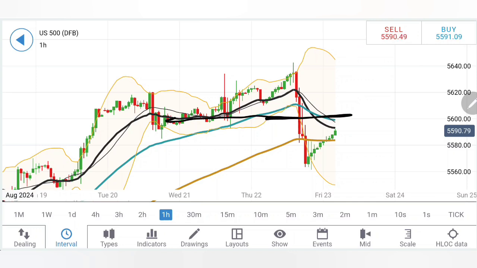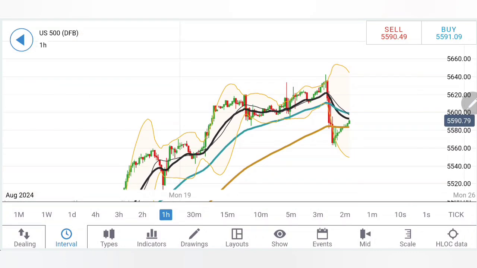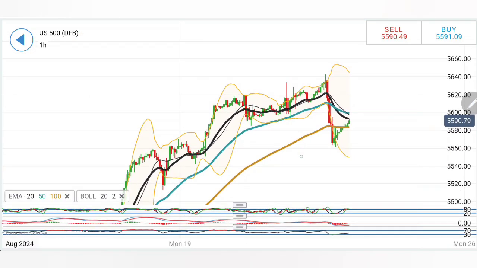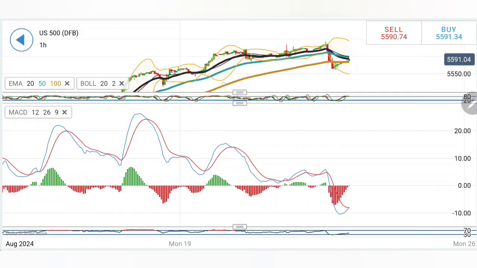Now 5620, which was the resistance earlier, is going to be the resistance today as well. And as long as it respects the zone, we have to be careful. We should not be treating this as bullish as long as it respects the 5600 and 5620 zone. I think 5600 is going to be a very good resistance today. The stochastic is overbought, MACD rising. It is trying to cross over from the bottom and it can keep looking upwards.